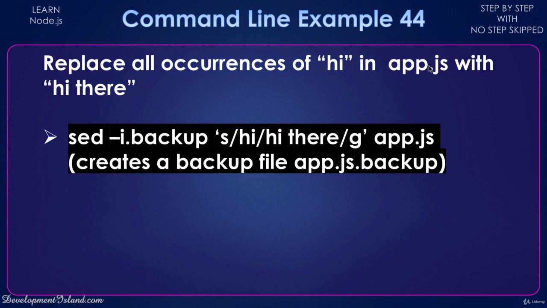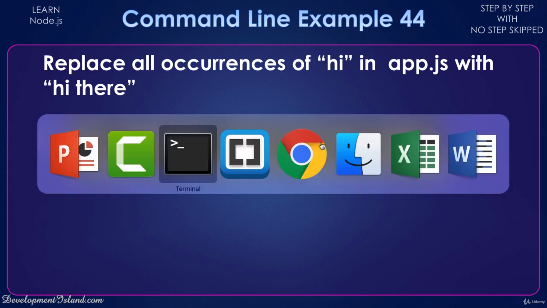If your file is called app.js and you use that extension, then the backup file is going to be called app.js.backup. And then you place inside quotes S for substitute, then slashes, and G for global to replace all occurrences. That's why you use G. And then in between you place your word to be replaced and then the word which is going to replace all occurrences. So let's go ahead and try this.